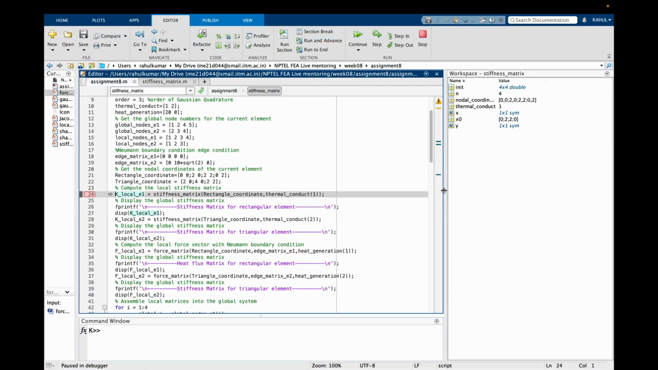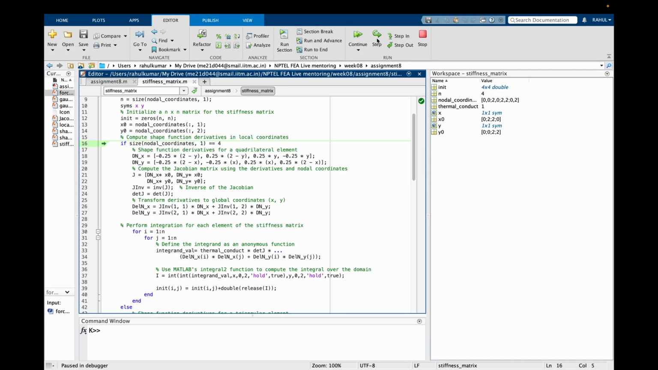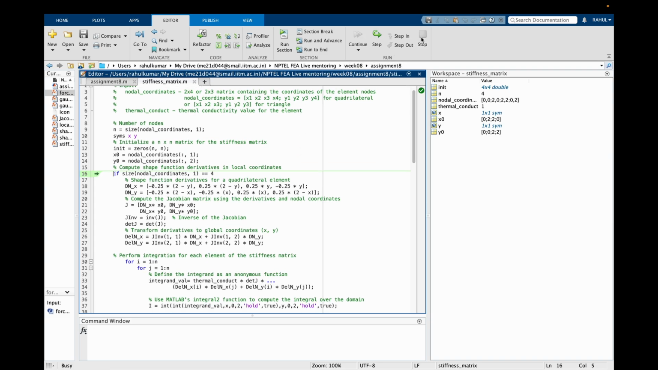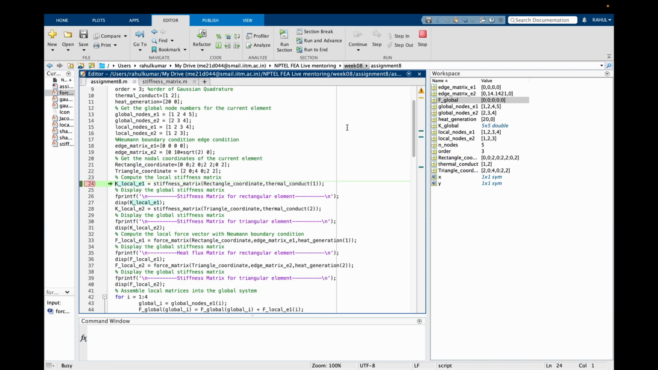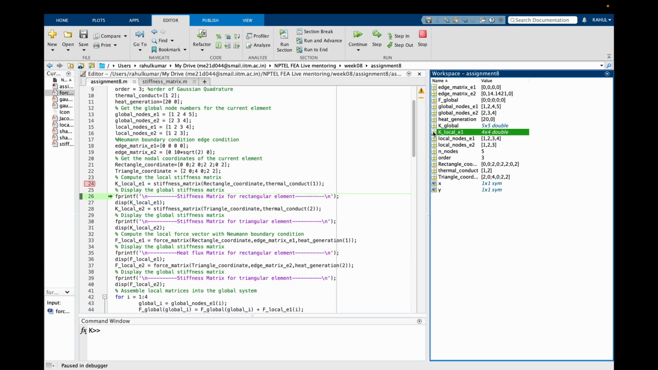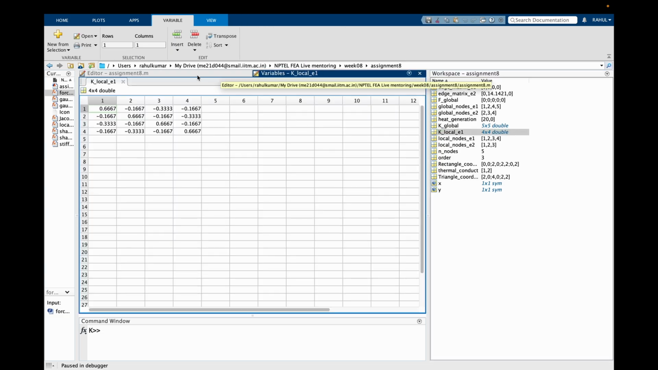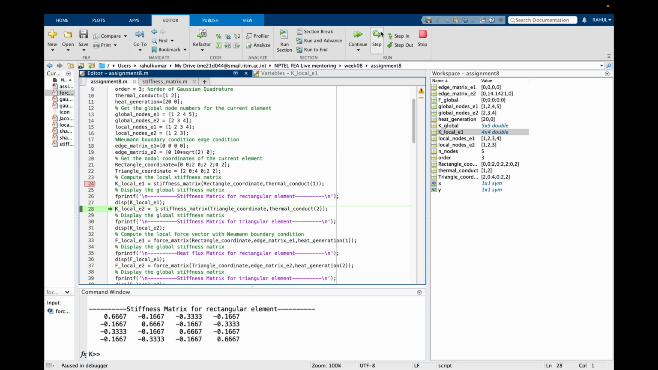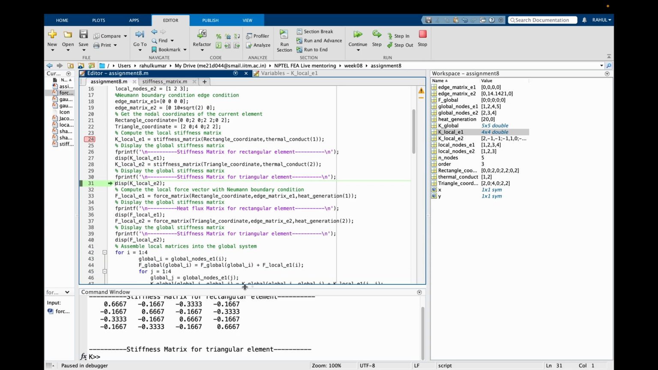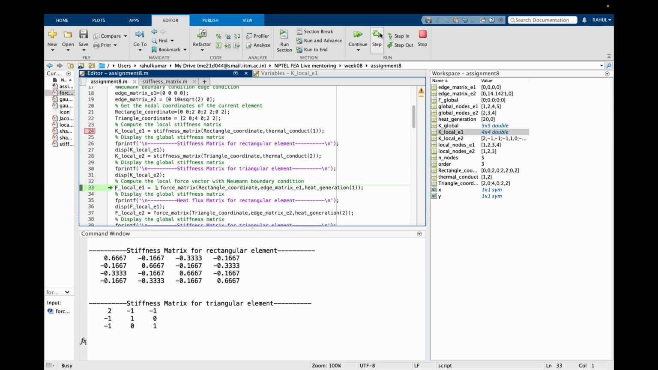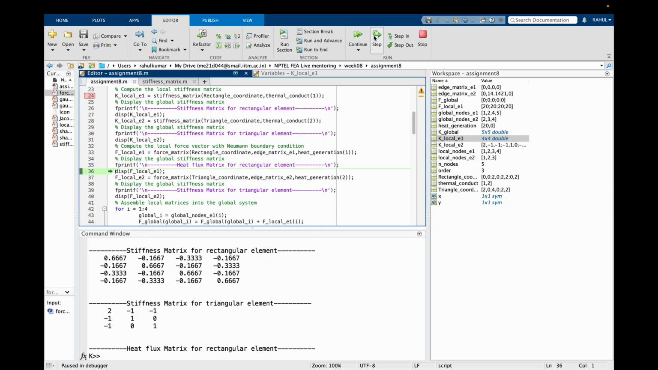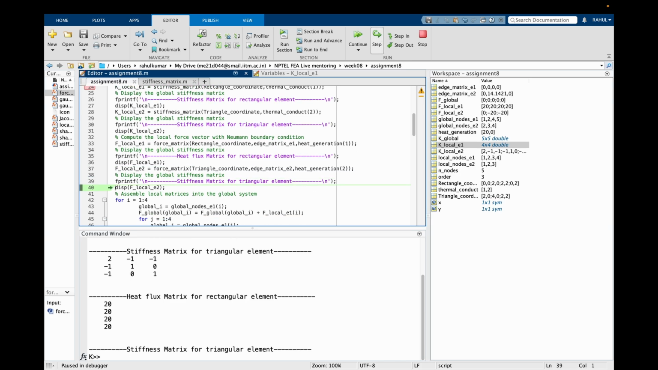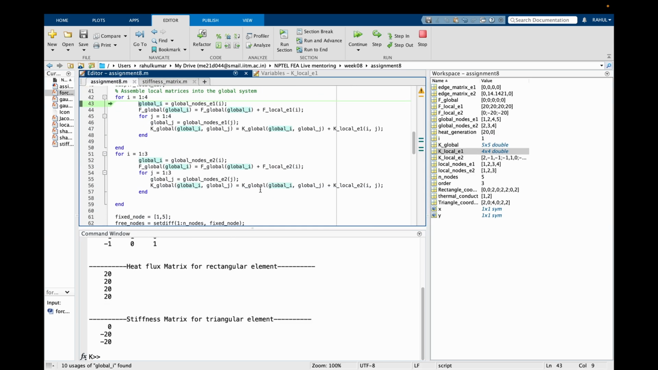So let's run this code. When I run it, I get k local e1. This is the k local e1, and let's print this. It will be printed here. And this is the k local e2. And this will be the force matrix. And let's solve all this.